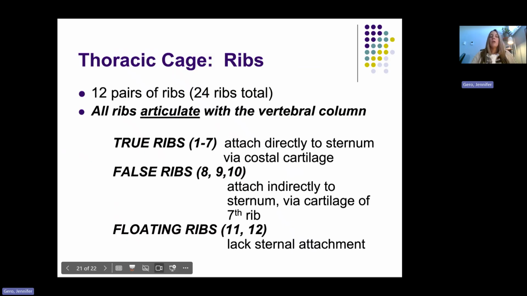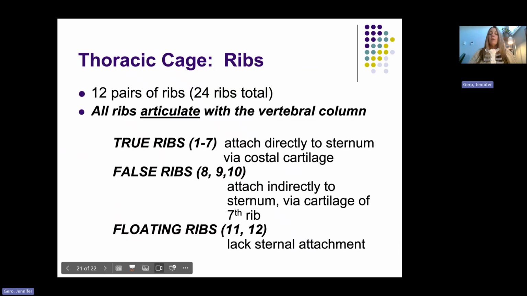When it comes to ribs, we have 12 pairs of ribs, and 12 pairs means 12 times 2 is 24 ribs. Pairs 1 through 7, so 1, 2, 3, 4, 5, 6, 7, are called true ribs because they directly connect to the sternum via their own cartilage. Pairs 8, 9, and 10 we call false ribs because they do not have their own cartilage, but they connect to the sternum via the cartilage of the seventh rib.